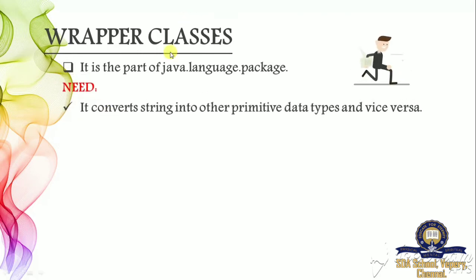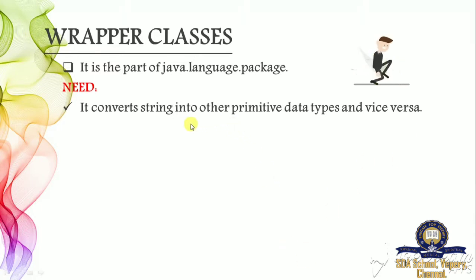Wrapper class is used to convert string into other primitive data types. So already you know about primitive and non-primitive data types. What are the primitive data types? Primitive data types are int, char, float, double. So it doesn't depend on any other data types. So that is called primitive data types.